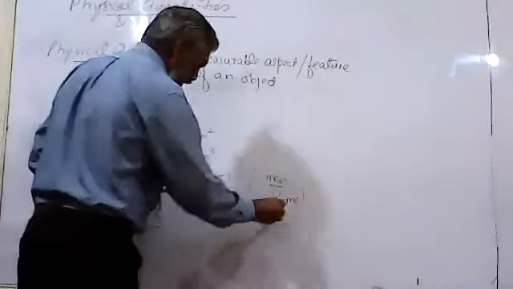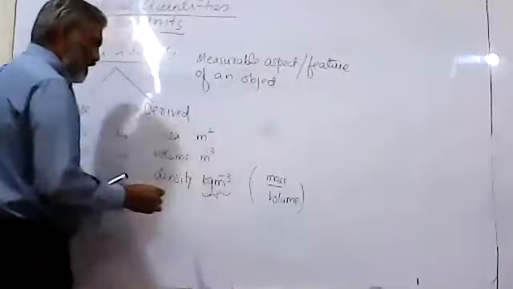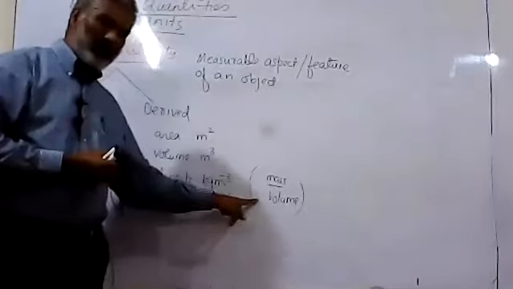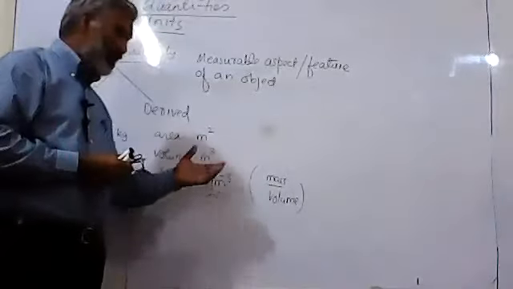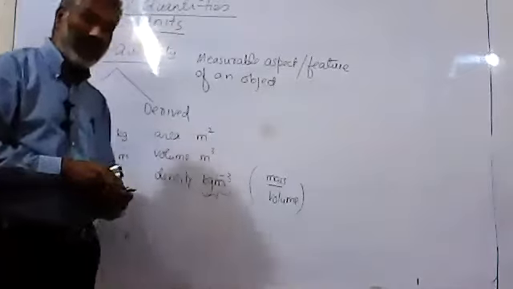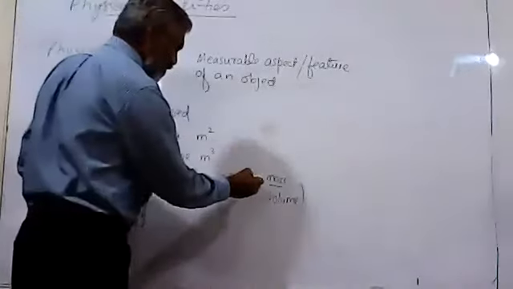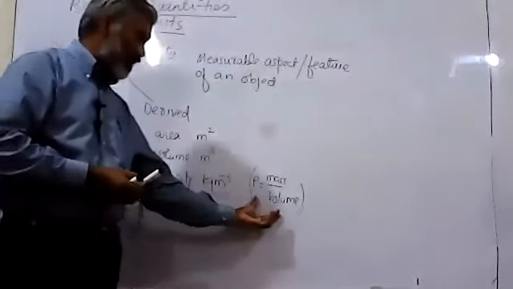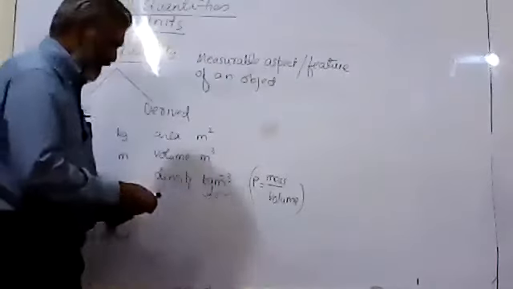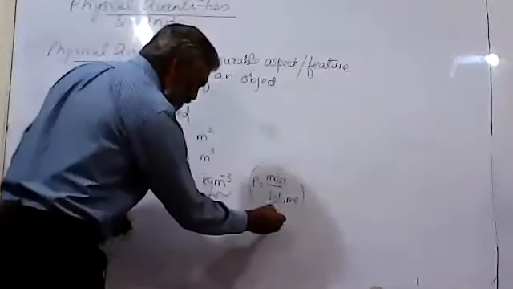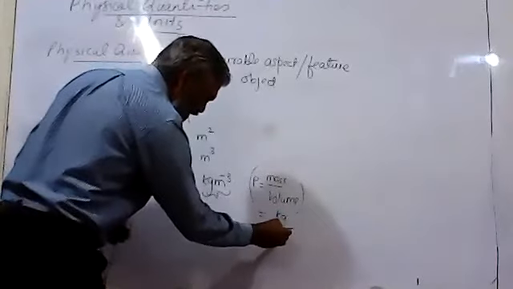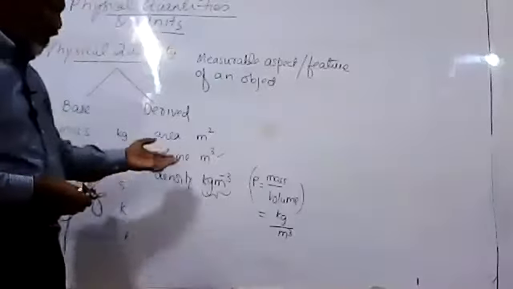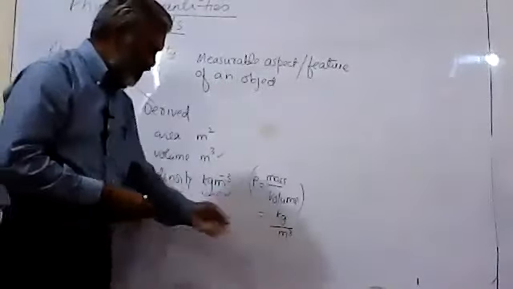That means when I express a quantity in its SI base units, I need to know the equation which is used to define this quantity. This is known as the defining equation for density. If rho is the symbol for density, this equation is the defining equation. So I have used kilogram over meter cube. Meter cube is the symbol for volume. So kilogram over meter cube.